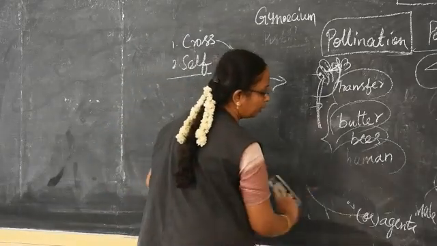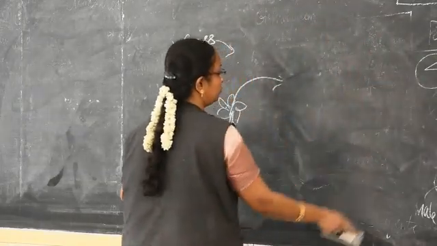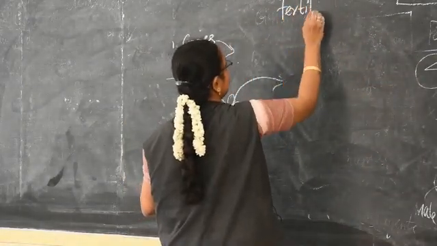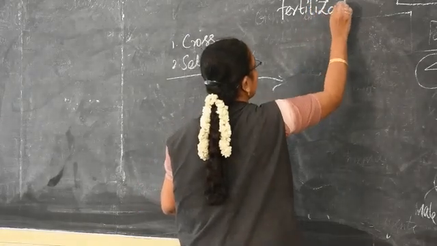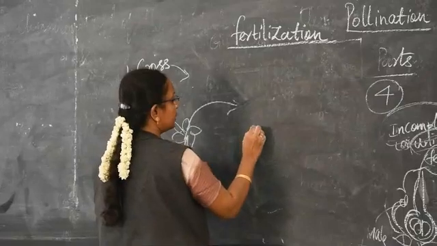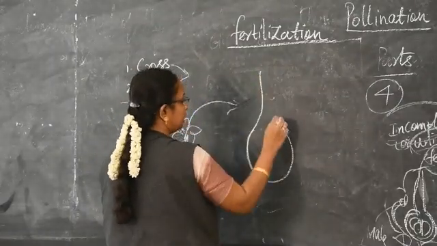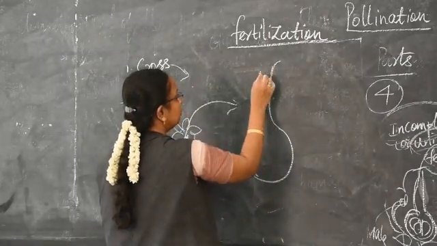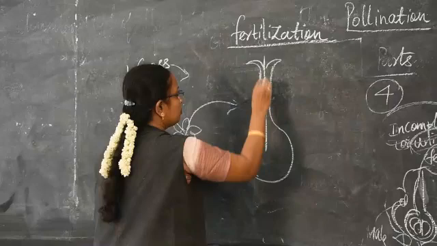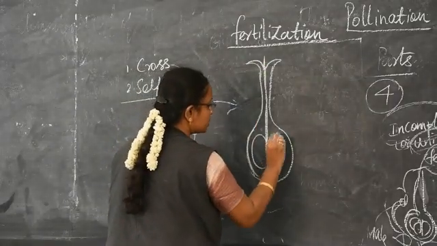And then after pollination, what is happening? After pollination, fertilization is happening. So what is pollination? The transfer of pollen grains from the anther to the stigma of the flower is known as pollination. And then fertilization.